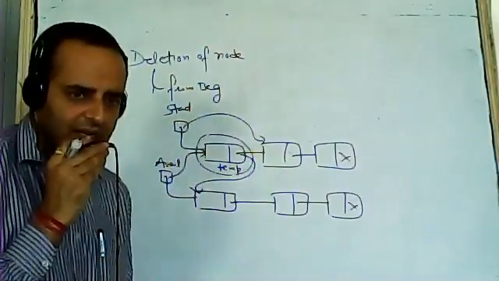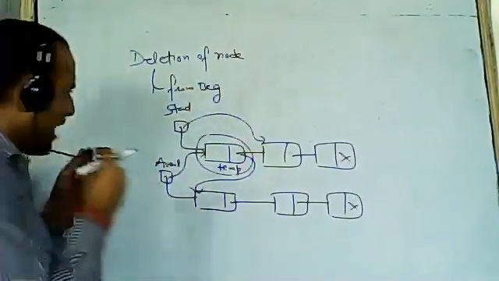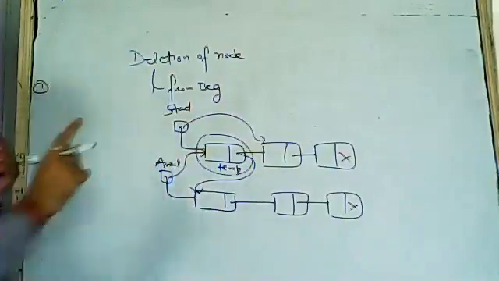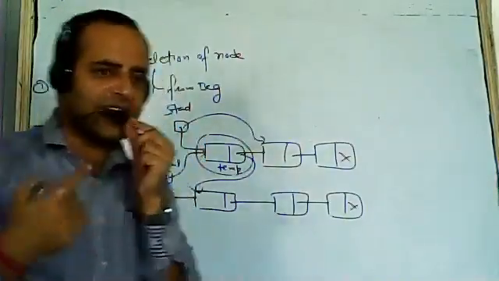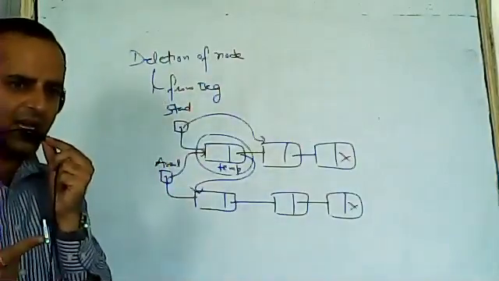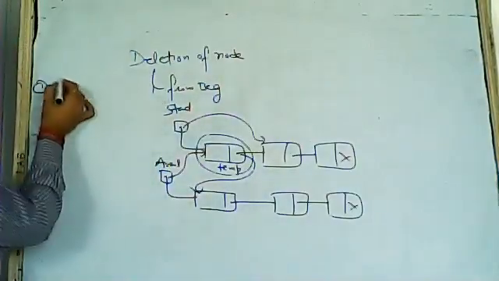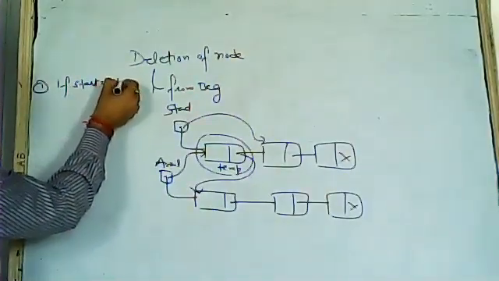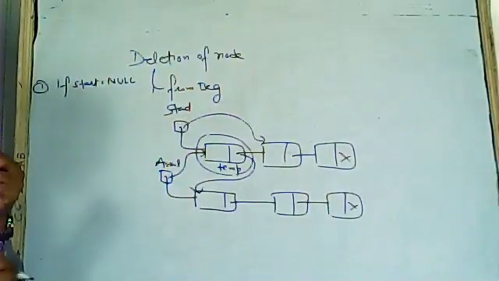Is it clear? Now the scenario is clear. Let us write the algo. For insertion, we were checking overflow. For deletion, we will check underflow. The underflow condition is if start is null. Start is null means there is no linked list. Then we don't delete.